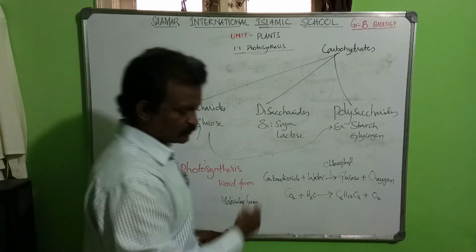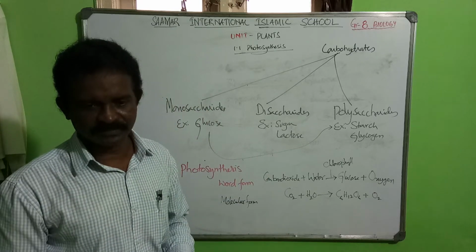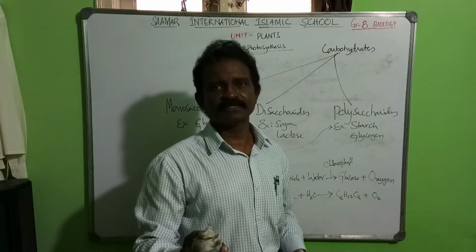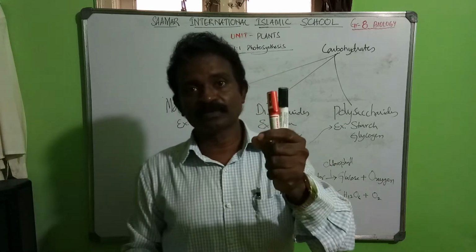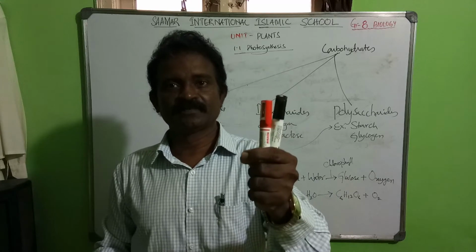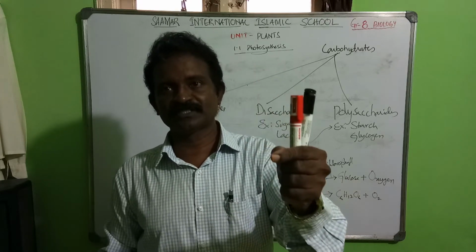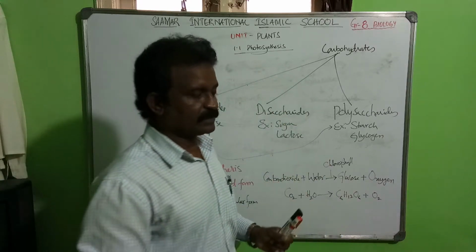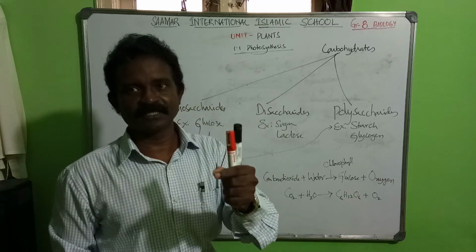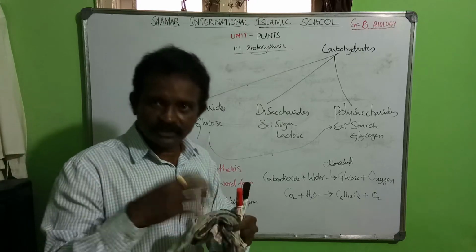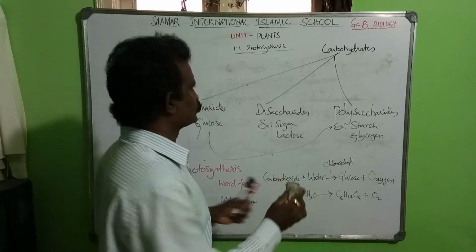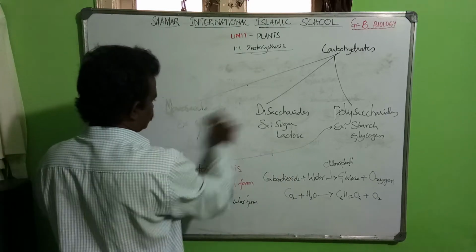Now we will go for one activity for this. When you are coming to class, I will take you to the lab and we can pluck one leaf and check whether the plant has manufactured food by photosynthesis or not, by testing with iodine solution. Is it clear? So I will teach you that activity and we will do it as you come to school. Now let me do that activity.